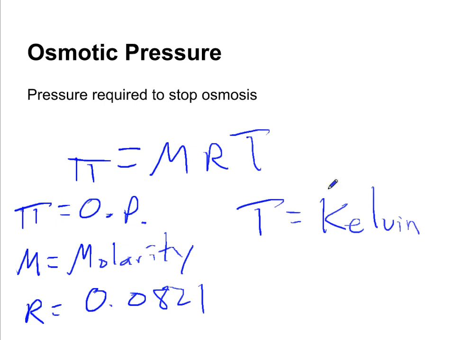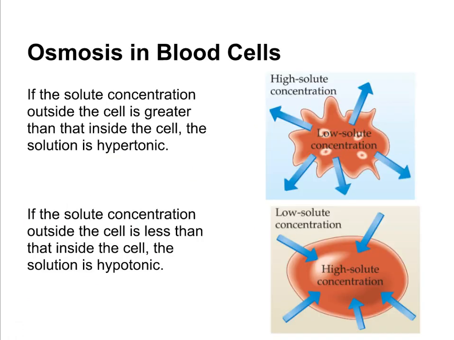If you ever find that two solutions have the same osmotic pressure, those are said to be isotonic. We can apply an easy example of osmosis to blood cells. If the solute concentration outside the cell is greater than the concentration inside the cell, that solution is called hypertonic. And what's going to happen is the solvent, the water, is going to flow out of the cell to the area of high solute concentration, and that's actually going to cause the cell to get crushed because of that high osmotic pressure outside the cell.